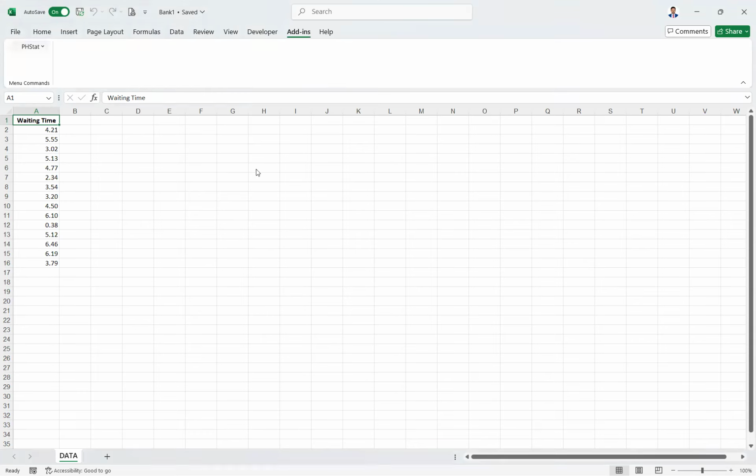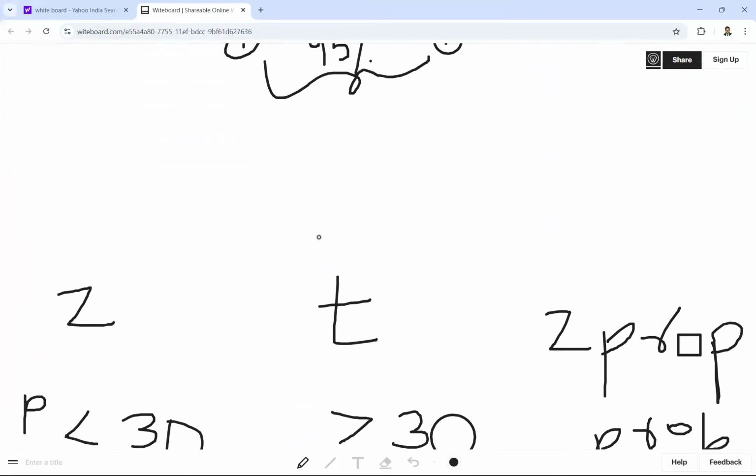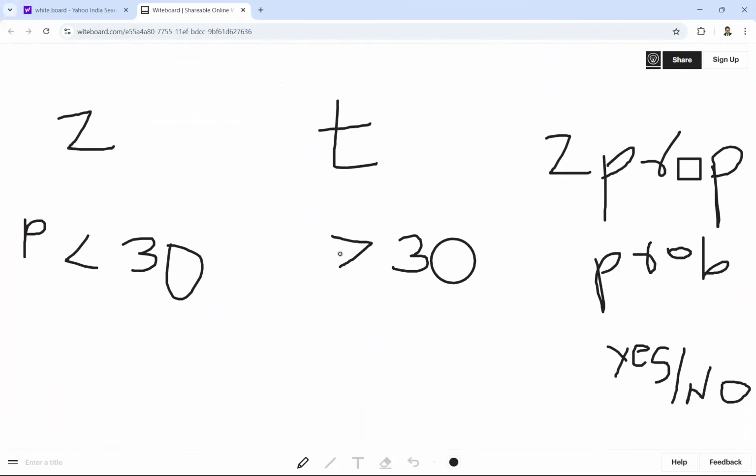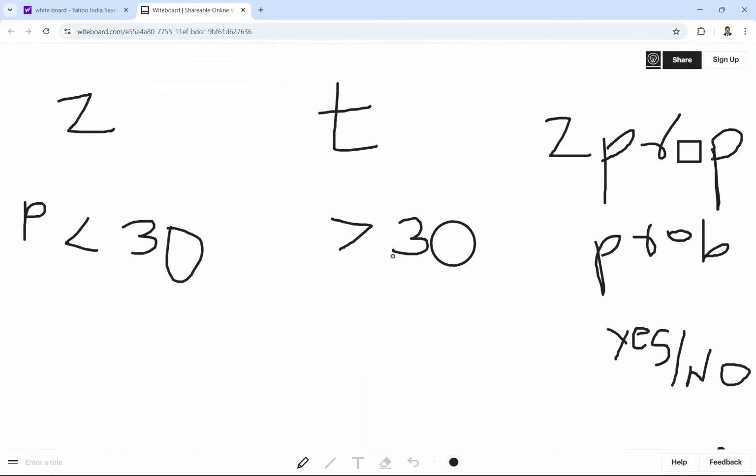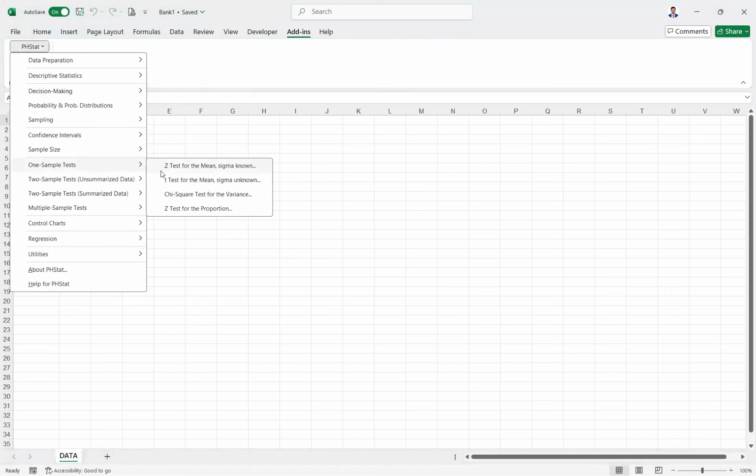So that you are clear now. Now you tell me, I have said that there are three tests: Z test, T test, and Z proportion. Ideally, what should be the test as per the condition which you can see? The sample here is 15 samples. Z. It should be Z test. It is correct. So let us come and try. Let us try to put the Z test.